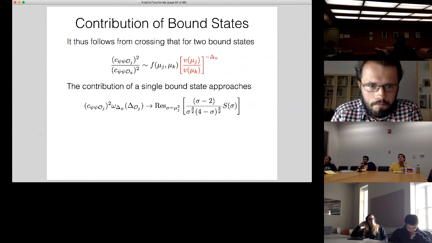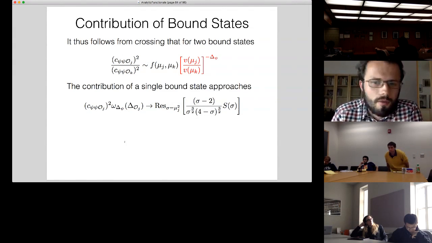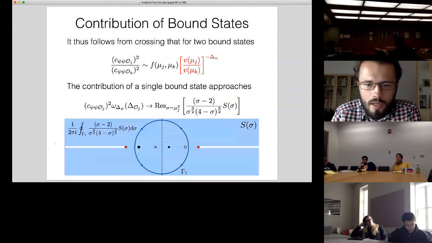Now if we do assume that the solution to crossing corresponds to scattering of a local theory in large AdS, we can actually explicitly evaluate the contribution to the crossing equation coming from a single bound state. Using the dictionary from one of the previous slides, we'll find that it's just the residue of this function. The prefactor just comes from the extremal functional, and the S matrix comes from the C squared, roughly speaking.